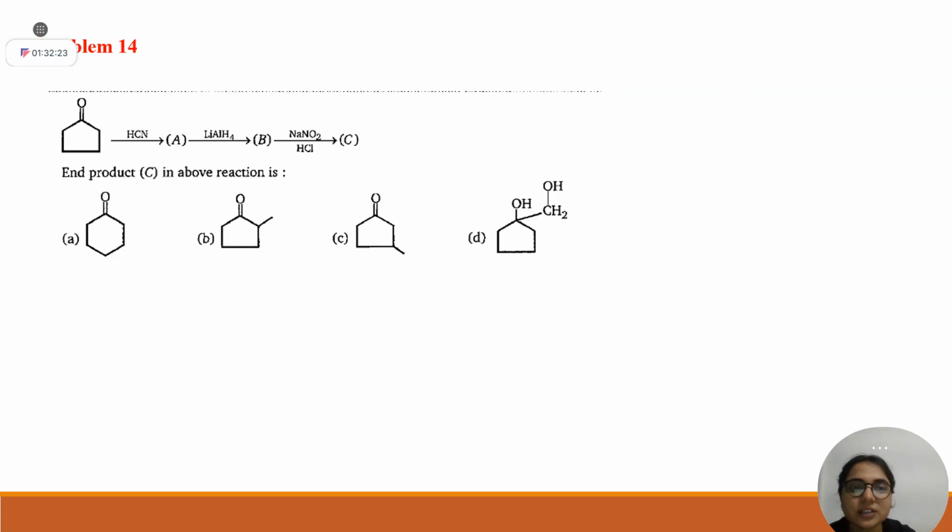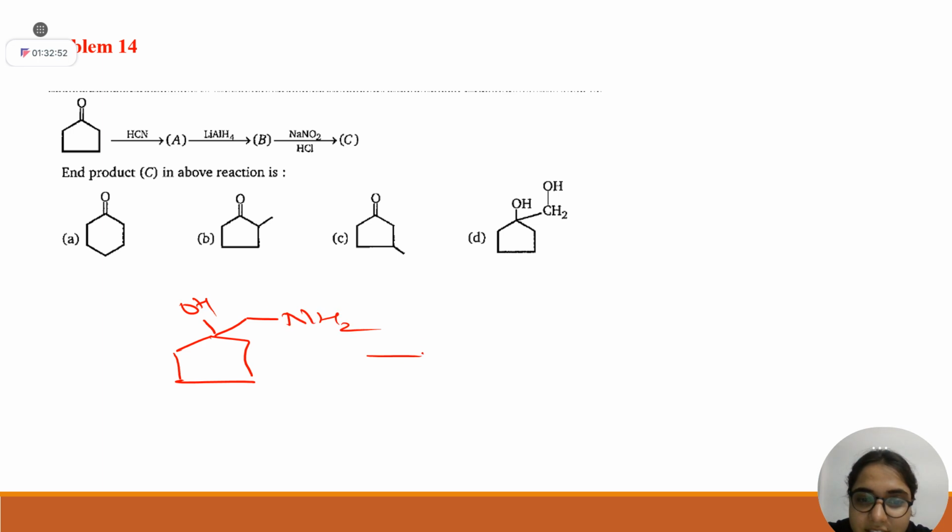Could you do this question? Okay, first step, what should be our first step? Cyanohydrin. We have CN, and the next reagent is LiAlH4, so that will convert your CN to CH2NH2. We have already done this, the reduction to CH2NH2, in today's session only.